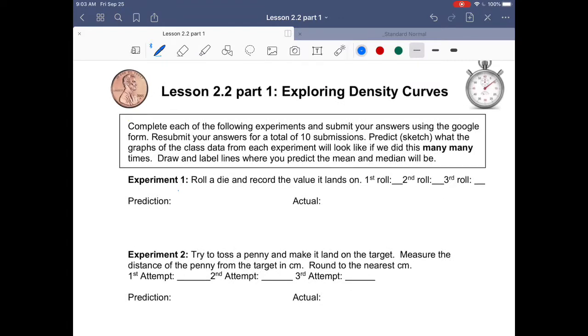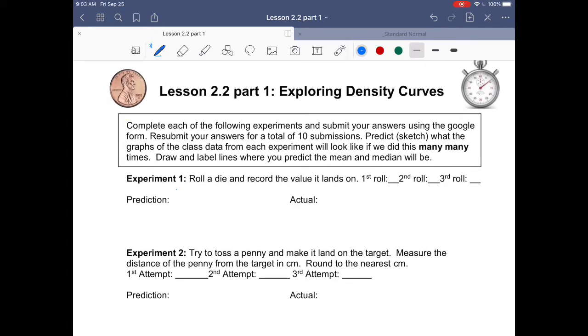What we want to do is explore what are called density curves. We're going to do 3 experiments, and it's really important that we understand that we are doing each of these experiments many times, more times than is feasible to do in class. So when we make our prediction in a few minutes, it's important to note that you're making a prediction about what this will look like if we do it many times.